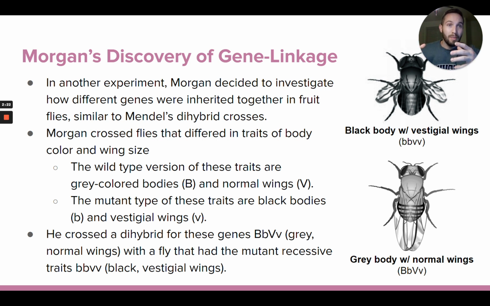Mendel was also, in a lot of his pea plants, crossing pea plants and looking at multiple traits at the same time, and he was looking at dihybrids and crossing them with other types of pea plants. And so this guy, Thomas Hunt Morgan, is going to do something similar with these fruit flies. I'll walk you through an example of what the crosses look like that he was doing.